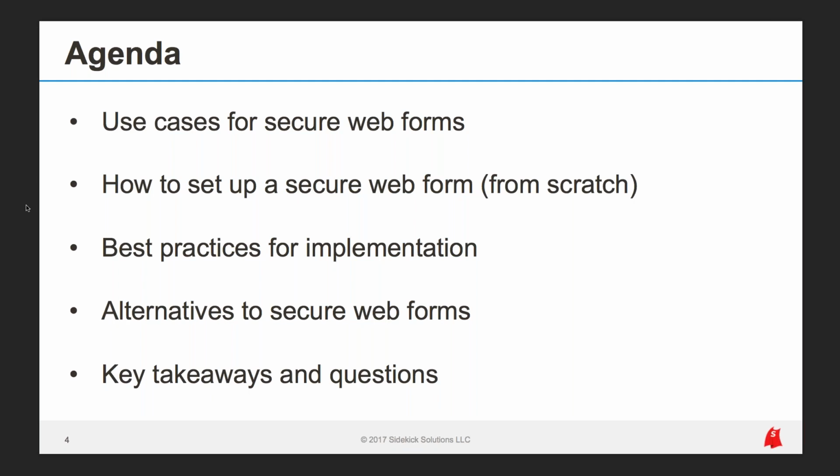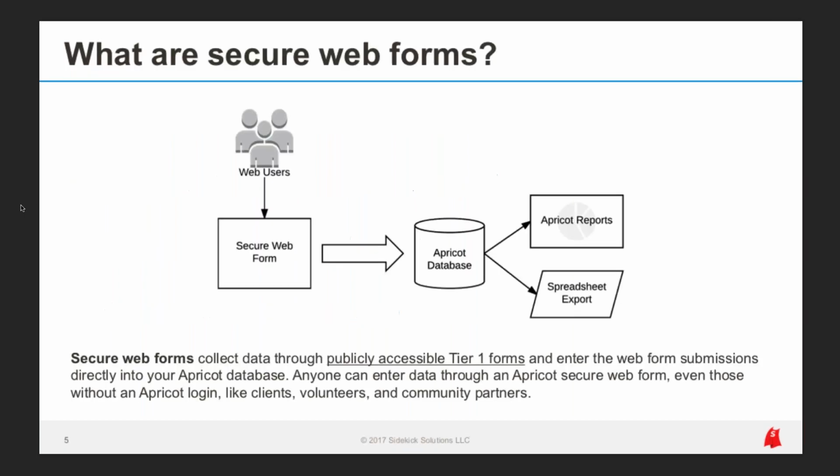So let's dive in. So what is a secure web form and how does it work? Secure web forms are publicly accessible Tier 1 forms in your Apricot. These Tier 1 forms are accessible via a direct link, a URL, or they can be embedded within a web page on your website. Secure web forms collect data through an Apricot form and then enter those submissions directly into your Apricot database. There's no middleman and no in between. Each submission becomes a record in your Apricot, just like records created by users who are logged into your database.